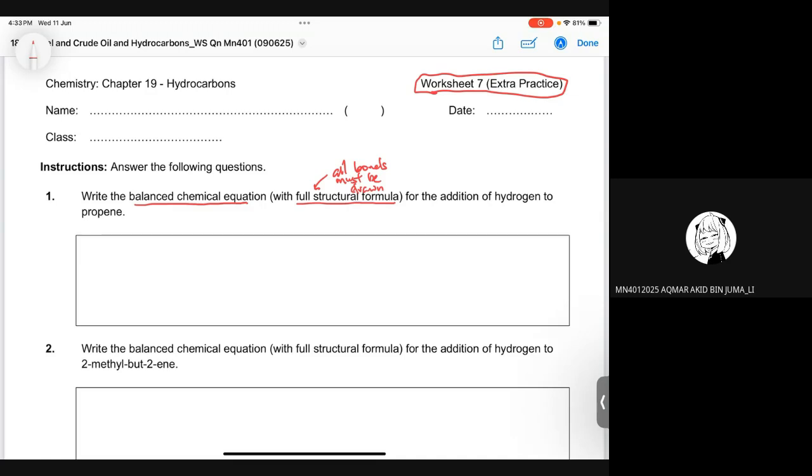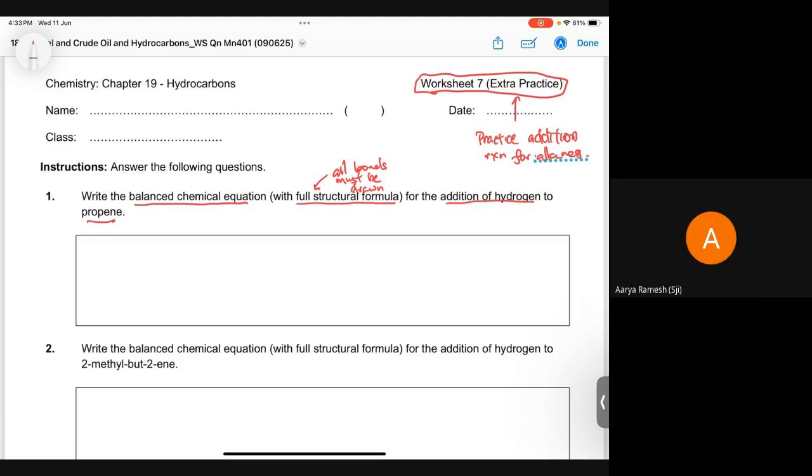So for the addition of hydrogen to propene. As I mentioned, extra practice worksheet 7 is to practice the addition reactions for alkenes. Okay, let's start now. Arya, come, first one. Because your name starts with A, we start with you. Chemical formula for propene.